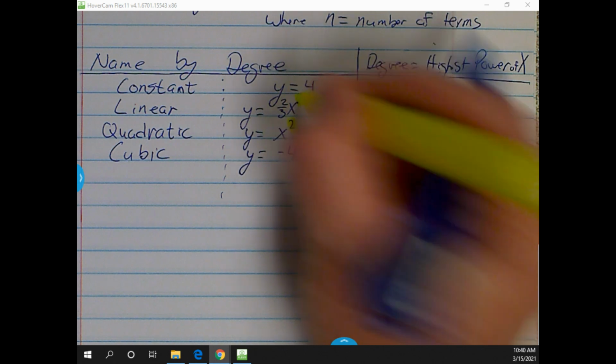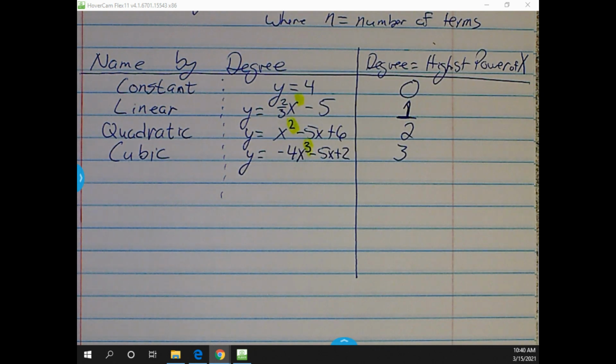Again, in that case, for this one, there'd be an understood x to the first power. And if there is no x, then that's what they call a constant. So that's 0.